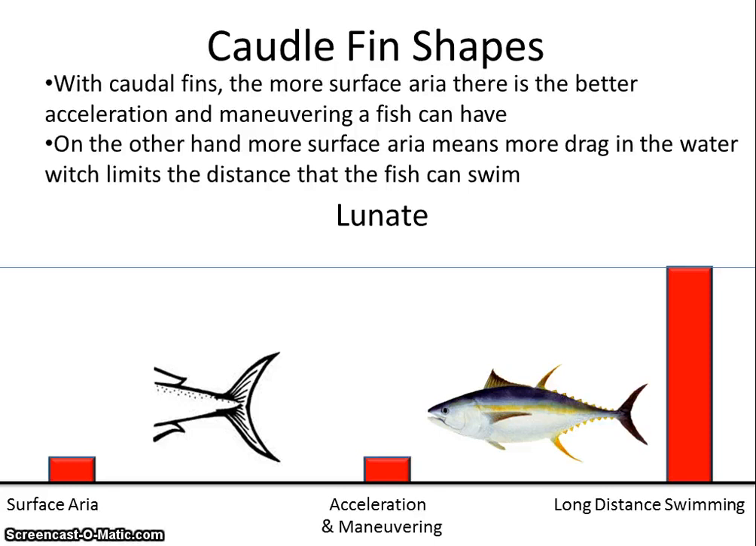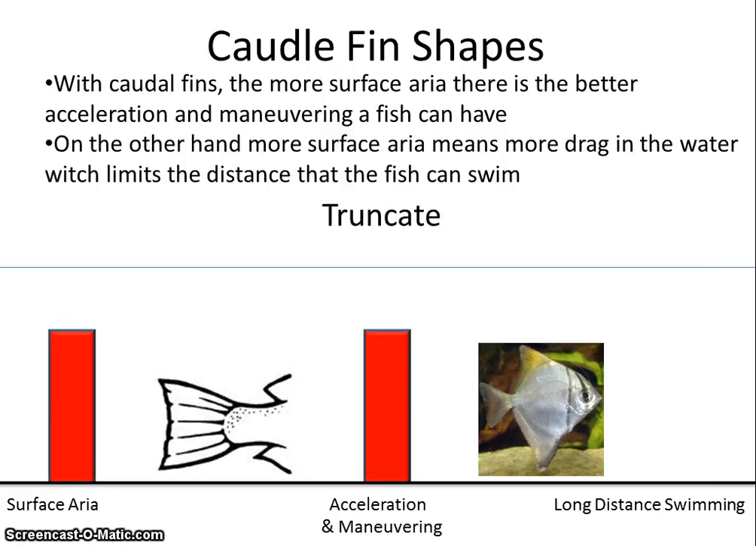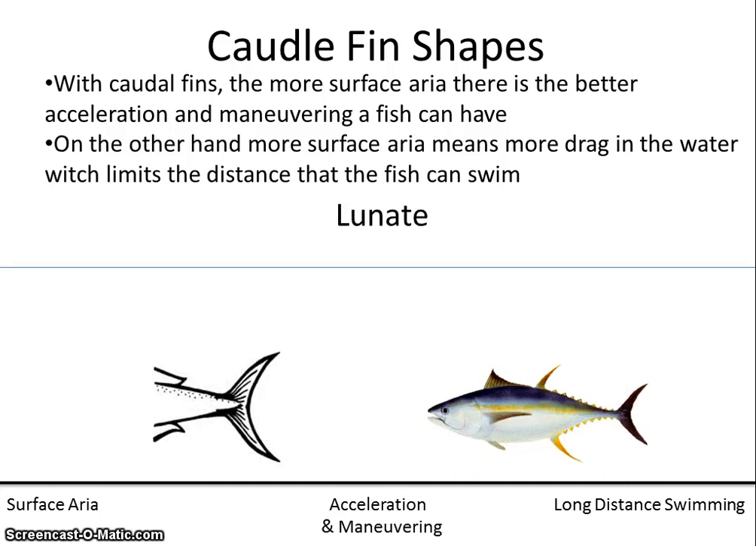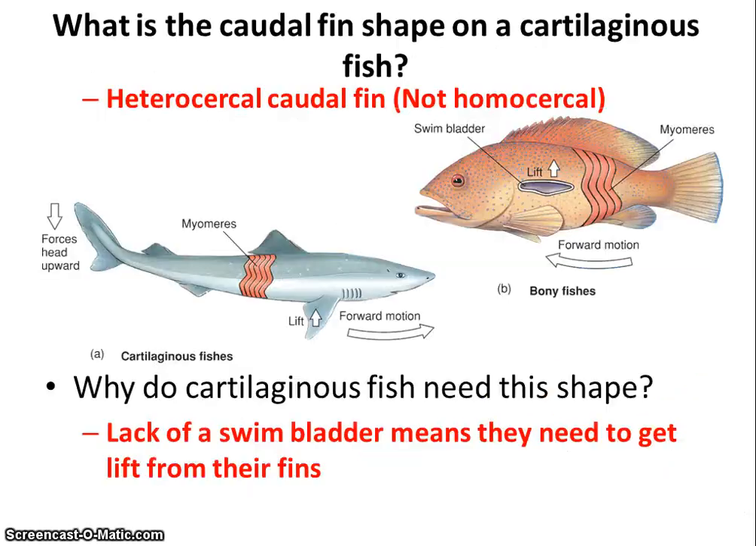Notice rounder caudal fins, truncate caudal fins, forked caudal fins, and lunate caudal fins are all homocercal caudal fin shapes. Therefore, they belong to bony fish only. Sharks, like I said, have a heterocercal caudal fin, not a homocercal caudal fin. This isn't good at acceleration or maneuvering. In fact, it's actually a rather heavy caudal fin. It adds a lot of weight to the organism.